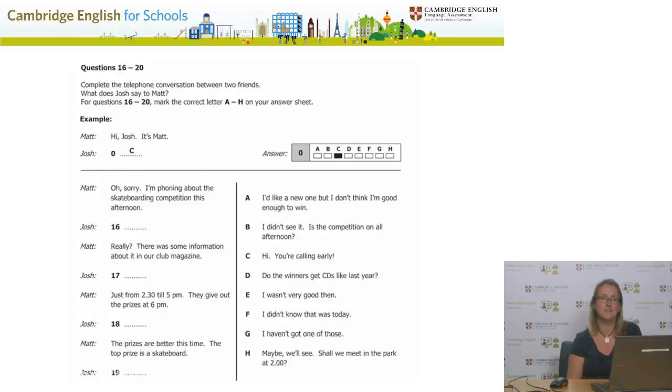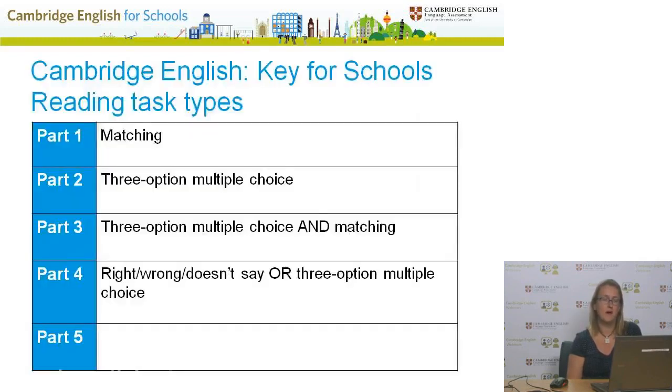Here's the second task in part 3. In this task, candidates have to look at the dialogue on the left and match the correct sentences to the gaps. Part 4 is a right, wrong, doesn't say task, or a 3-option multiple choice task. So there's a choice of tasks that might be in the test. And the last task is a multiple choice cloze.